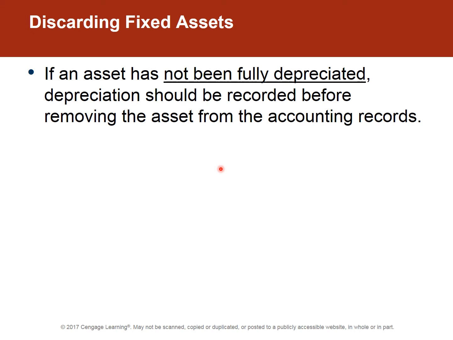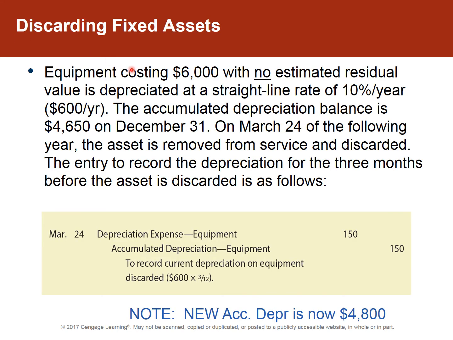And this is different from the gain or loss on the disposition of this asset. So we've got an example of equipment of $6,000, again, no residual value, and it's a straight line depreciation of 10%. That's probably assuming a 10-year life, of course. So $6,000, $600 a year is the estimate for straight line depreciation. It has $4,650 accumulated depreciation on December 31st. You should be thinking, okay, it looks like they bought this part way through the year.